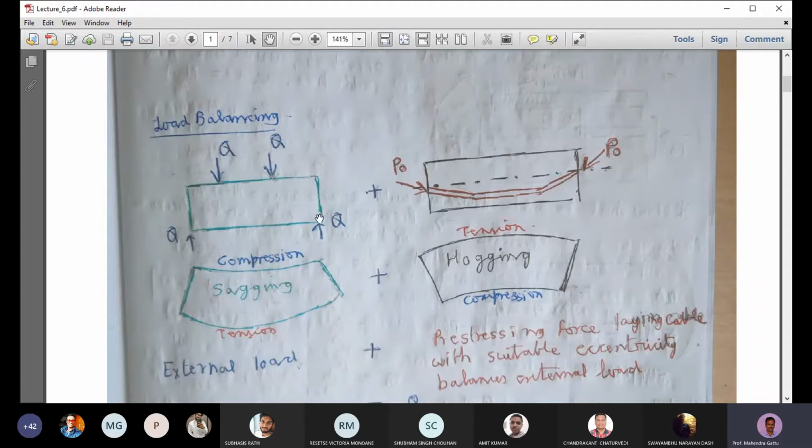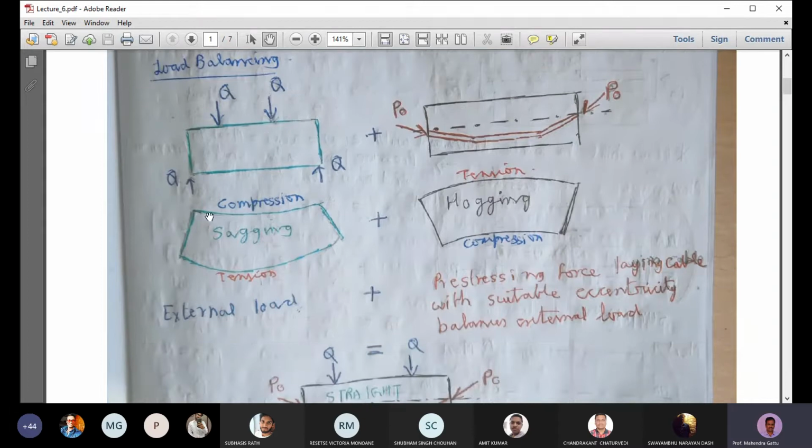Suppose we have a beam and it is subjected to some external loads. Under the action of these external loads, the beam will bend. Here compression will occur at the top and tension will occur at the bottom. So there is a positive bending moment, and we have a sagging curvature.